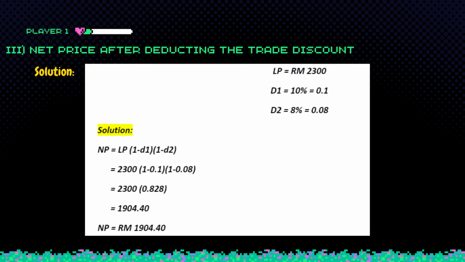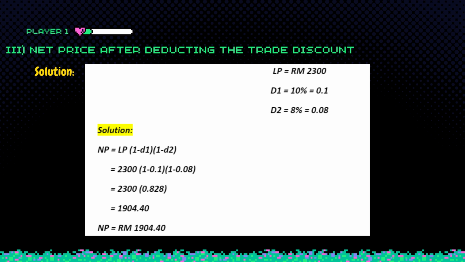Moving on to the next one, which is the net price after deducting the trade discount. First and foremost, list down all of the information. The list price is 2,300 ringgit, D1 is 10%, D2 is 8%. Don't forget to change the percentage into decimal. You can solve this question using the net price formula, which is list price times (1 minus D1) times (1 minus D2).